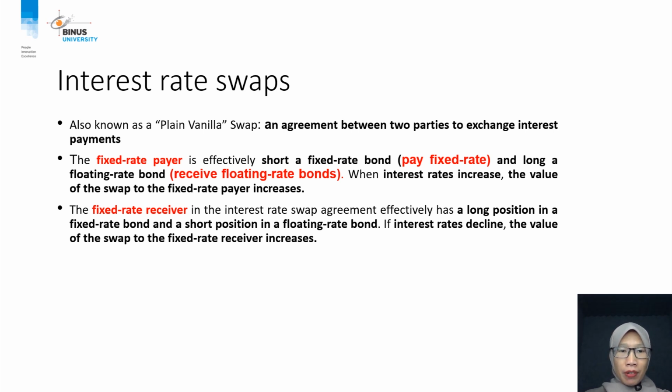The fixed rate payer is effectively short a fixed rate bond and long a floating rate bond. When interest rates increase, the value of the swap to the fixed rate payer increases. The fixed rate receiver in the interest rate swap agreement effectively has a long position in a fixed rate bond and a short position in a floating rate bond. If the interest rate declines, the value of the swap to the fixed rate receiver increases.